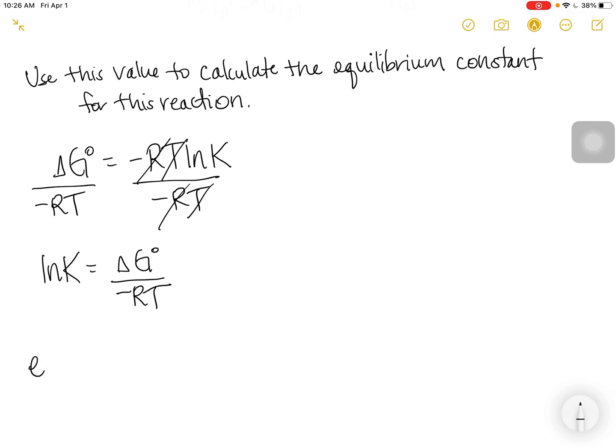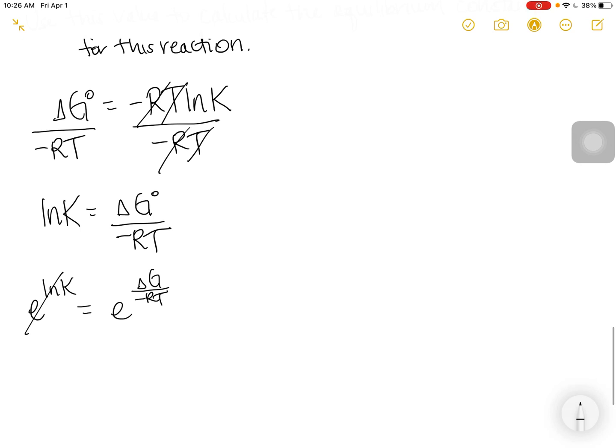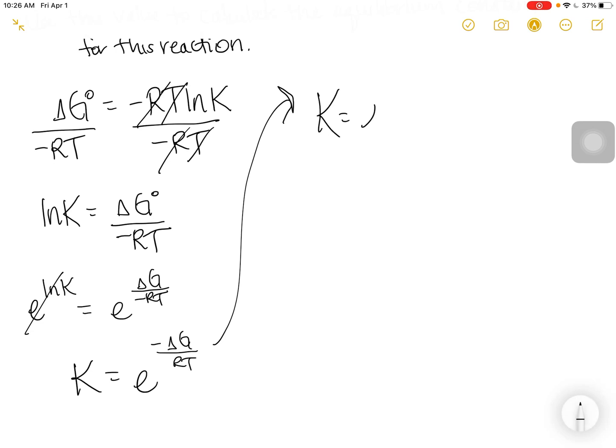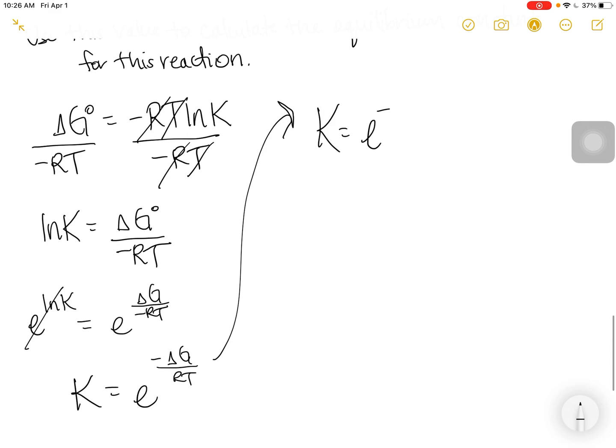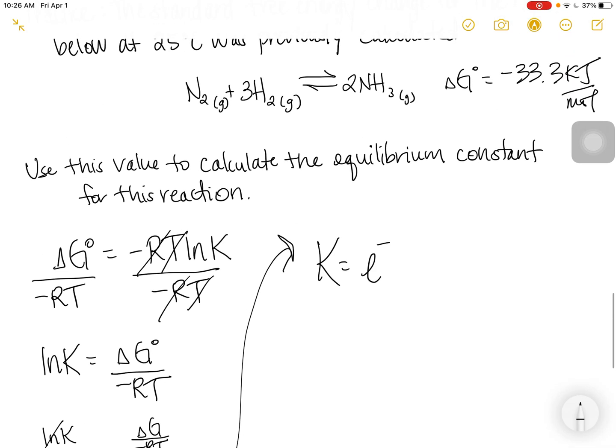And to get rid of a natural log, hopefully you know this, you raise both sides to the E. And that's going to cancel your natural log. So we end up with K equals E to the negative delta G over RT. And from here, we're just going to plug in our numbers. And remember that E is just a button on your calculator. So this whole value is going to be the negative of it. I just pulled the negative out in front.